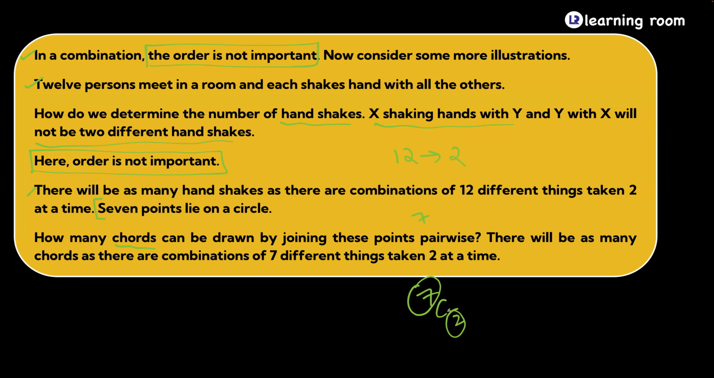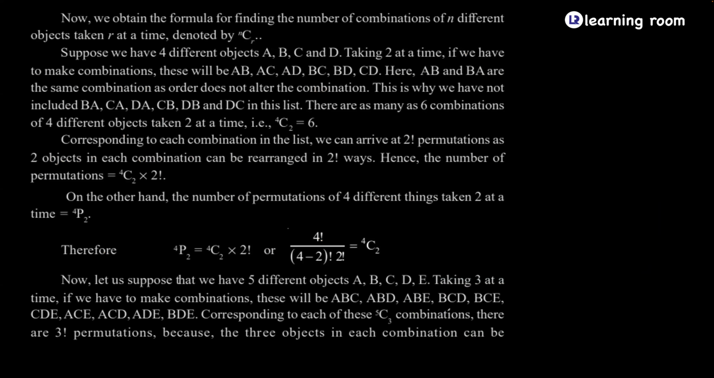Are you able to understand this? Right? Now, having said this, let's try to understand how this C works. Like how we saw 7P2 means 7 factorial by 7 minus 2 factorial, we'll understand what that 7C2 means. For that, we'll see what is NCR in the first place.